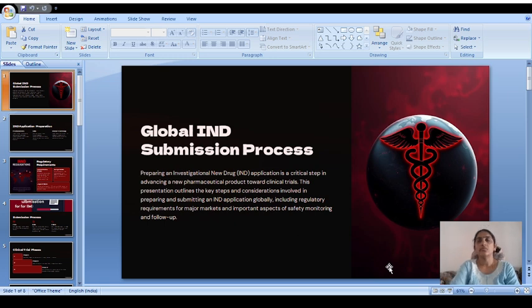Now we are going to see the global IND submission process. Preparing an investigational new drug application is a critical step in advancing new pharmaceutical products towards clinical trials. This presentation outlines the key steps and considerations involved in preparing and submitting an IND application globally, including regulatory requirements for major markets and important aspects of safety monitoring and follow-up.